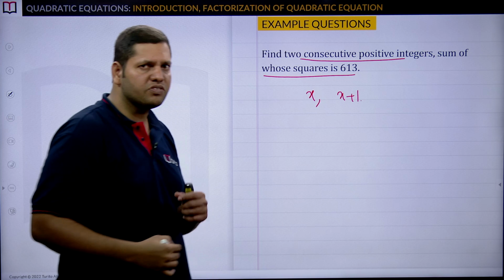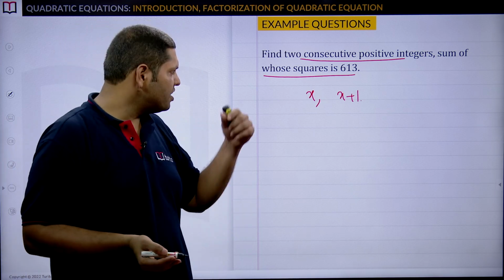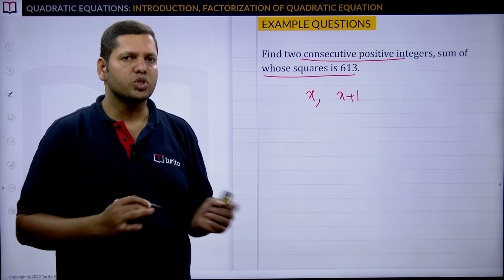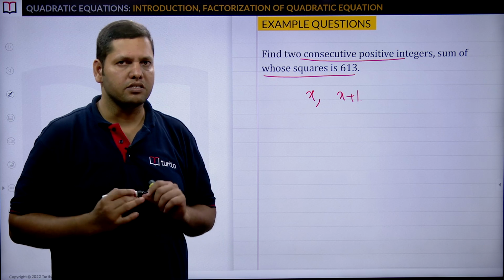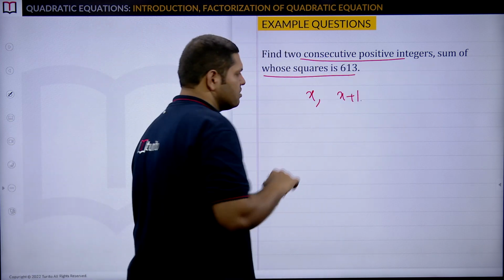Yes or no? Consecutive means if we add plus 1, we will get the consecutive number. So, one number is x means another number will be x plus 1. So, these two are consecutive positive integers. Then what is the condition, children? The sum of their squares.